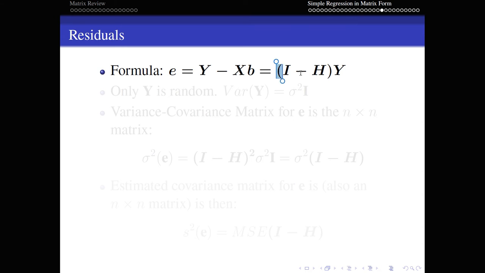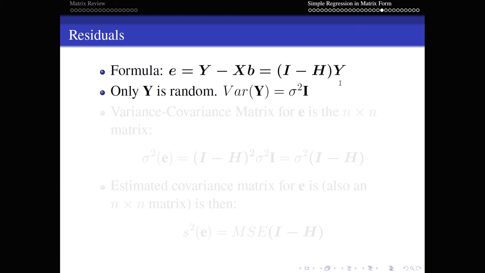Looking at this, I can factor out the y on the right-hand side, and I end up with the identity matrix minus the hat matrix. So this is another representation, the identity matrix minus the hat matrix quantity times y, another formulation of the residuals.